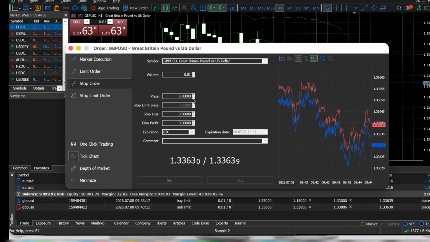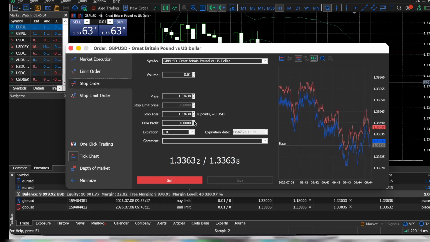Next, enter the price where you want the buy order to be placed or triggered. For a buy stop order, this trigger price must always be above the current market price. That's what makes it different from other pending order types. Traders often use this kind of order when they expect the market to continue rising after breaking through a certain level. After that, you can optionally set a stop loss and a take profit.